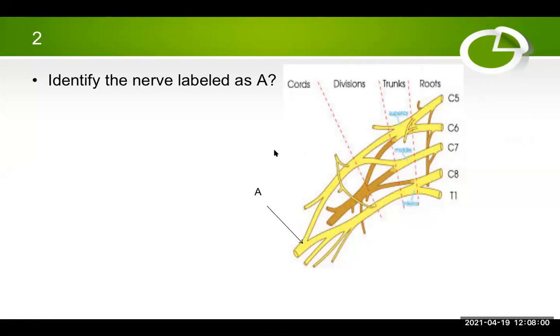Apart from that, the hand is an important question for you. The thenar muscles, except adductor pollicis, are supplied by median nerve, and first and second lumbricals are supplied by median nerve. So these are some of the important questions.